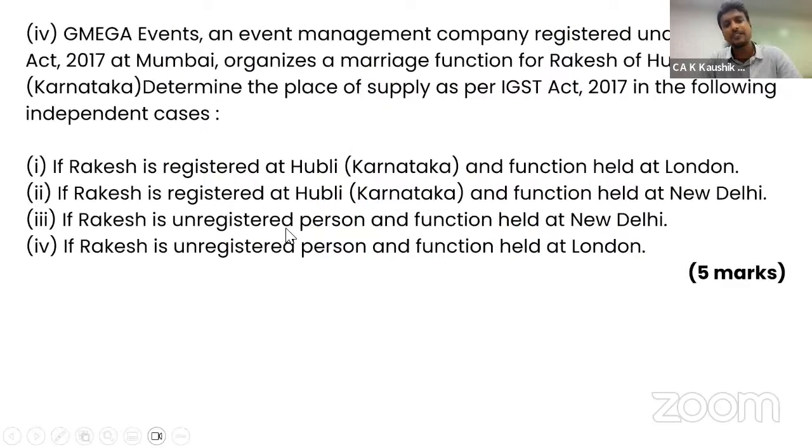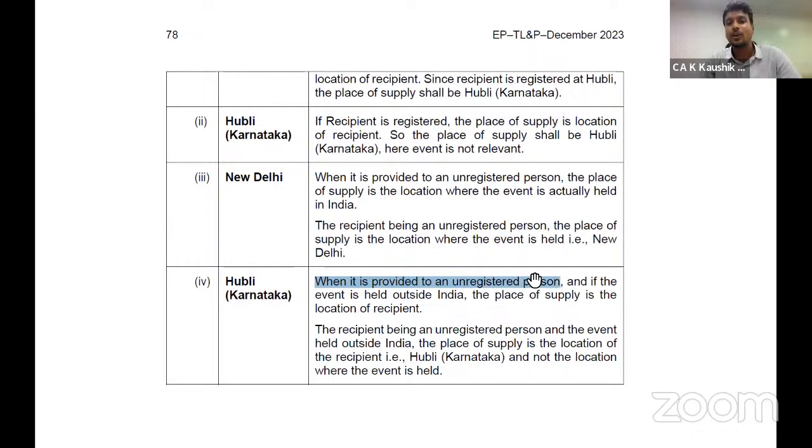And the last thing, if Rakesh is an unregistered person and the function is held at London, can I say the place of supply is London, outside India? I don't have jurisdiction. The person is unregistered. So then I will take where the recipient is located. When it is provided to an unregistered person and the event is held outside India, the place of supply is the location of the recipient.